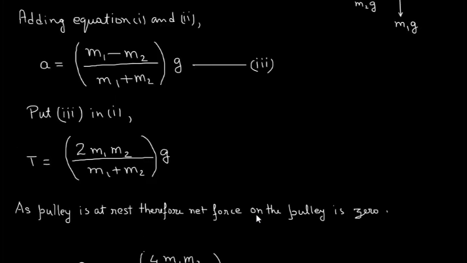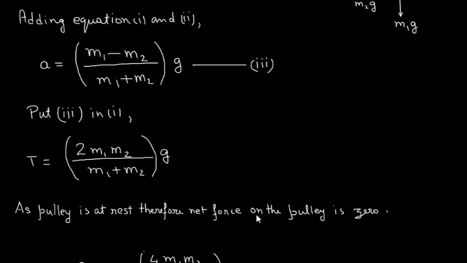a is equal to (m1 minus m2) upon (m1 plus m2) g. This is equation 3. Putting the value of equation 3 in equation 1, we get T is equal to 2 m1 m2 upon (m1 plus m2) multiplied by g.